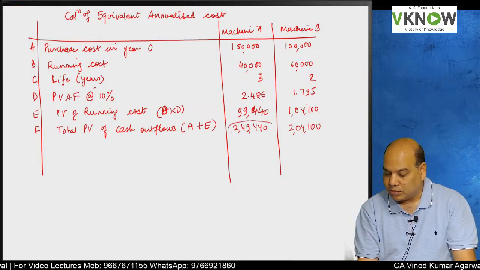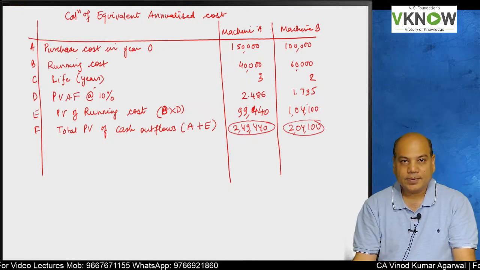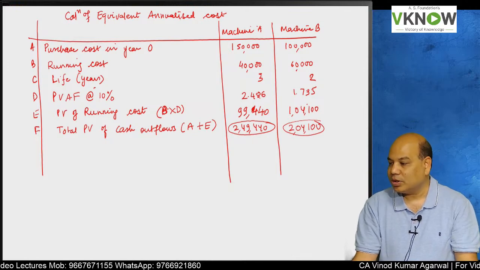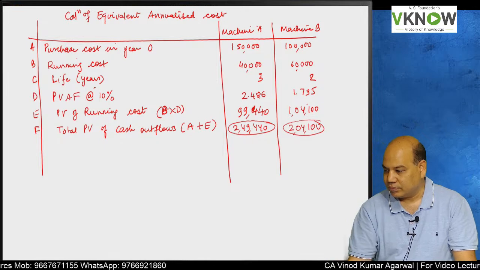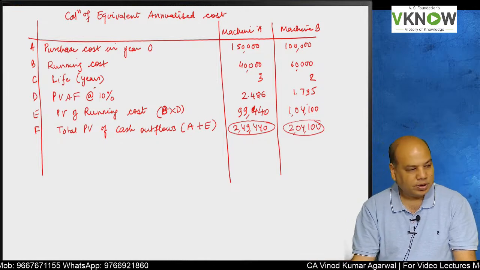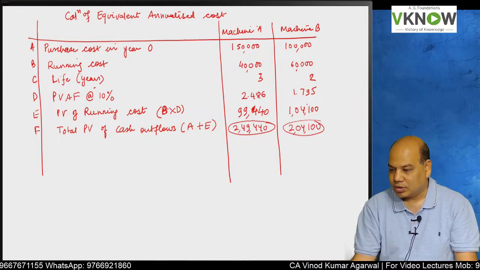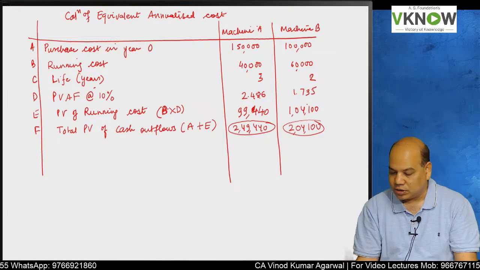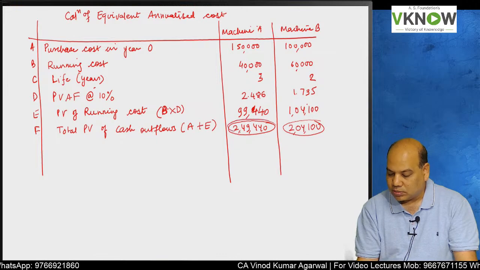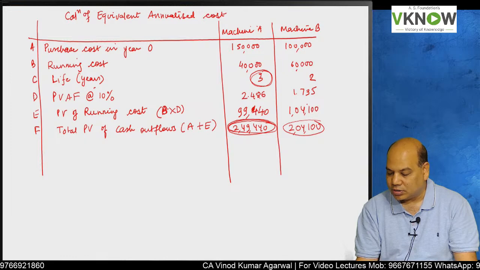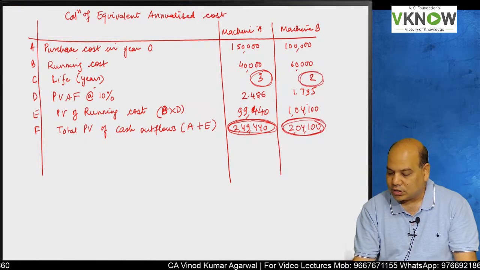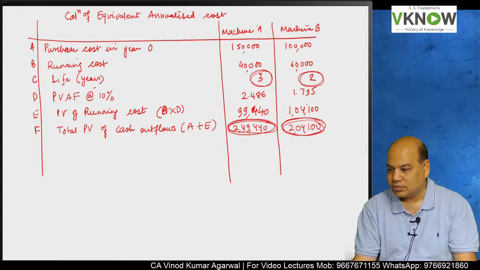Can these two numbers be compared? Please advise, can these two numbers be compared? And you can say machine B is better. Can I simply compare A and B and tell you that B is better because it has lower PV of outflow? The answer is no. With this amount, you get to use asset A for 3 years. With this amount, you will be able to use asset B for 2 years.